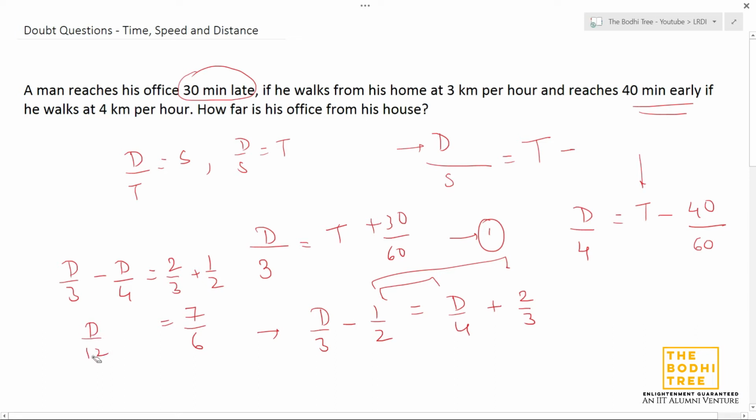12 goes on the other side, cross multiplication, 6 2s are 12, so 7 into 2, d is equal to 14 kilometers. Alright, d is equal to 14 kilometers. This is what we get.